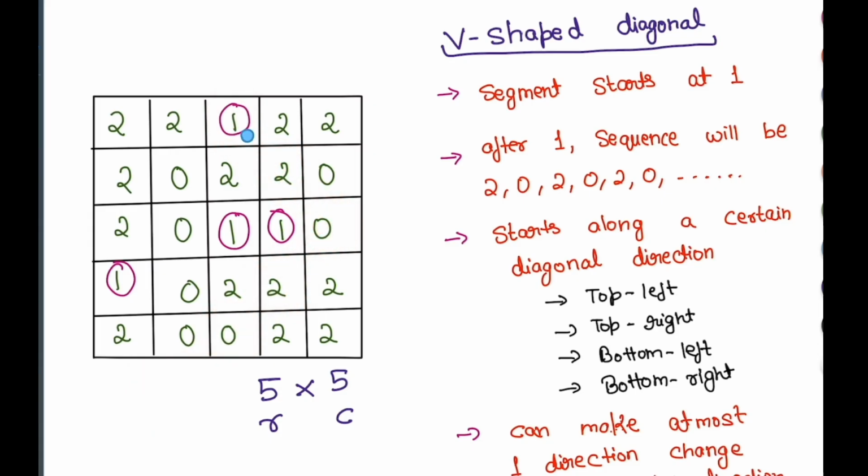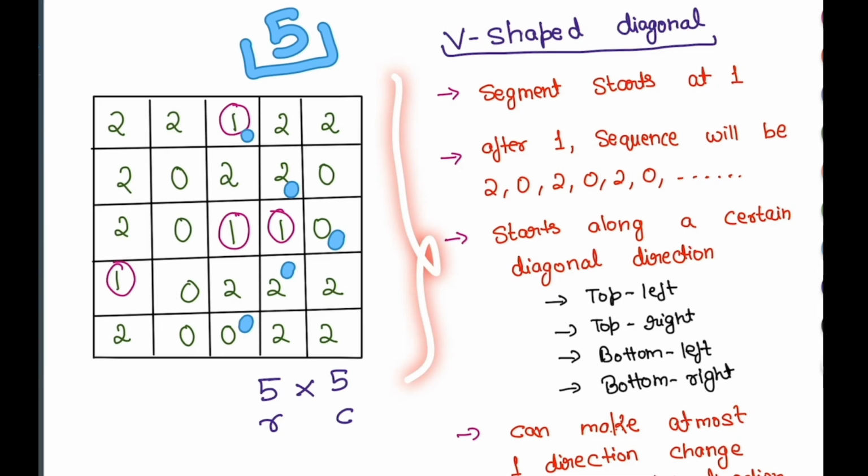We are starting from 1, then 2, then 0, then 2, then 0. Length is 1, 2, 3, 4, 5. And 5 is going to be the answer for this particular problem. Now we know how to solve it manually. But how can we solve it using programming? Let us try to understand this.